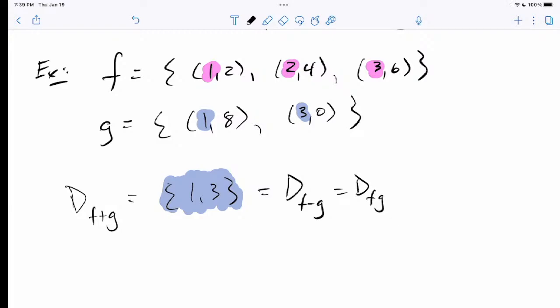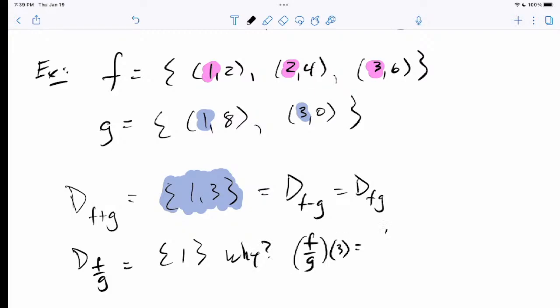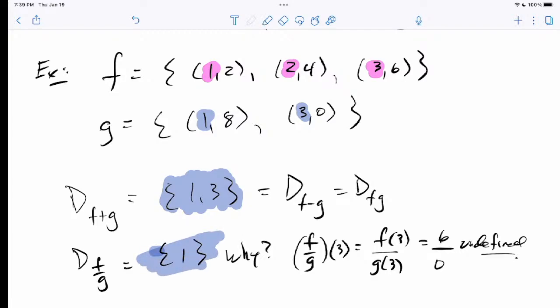F times g is the same, but Wahab, the domain of f divided by g is different because 1 is good, but it's just 1. The reason why is f over g, if it were to act on 3, it's going to be f at 3 over g at 3. F at 3 is fine, it's 6, right? But g at 3 is 0, and that's undefined here. So the domain of f over g is simply just 1. So very good question.